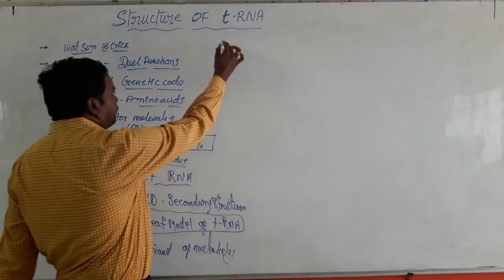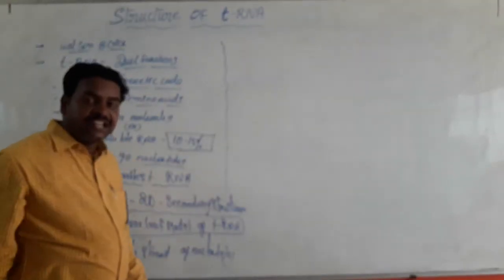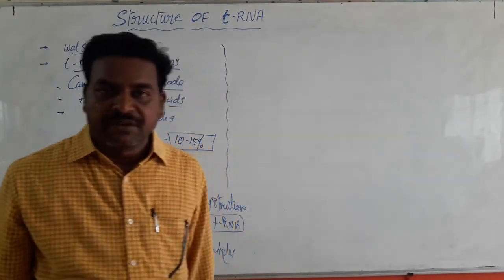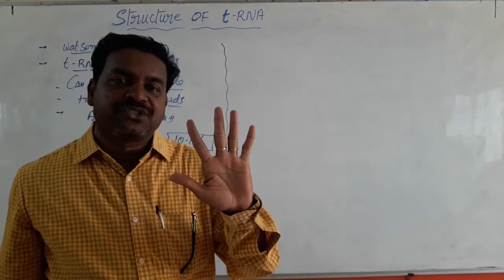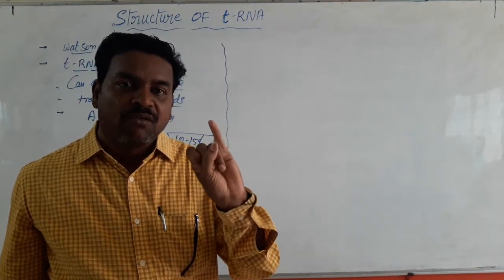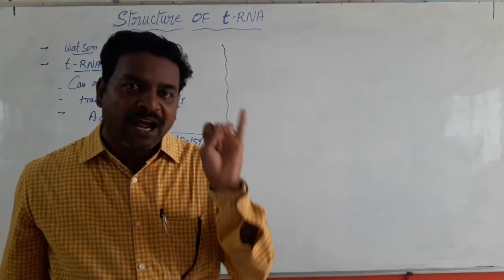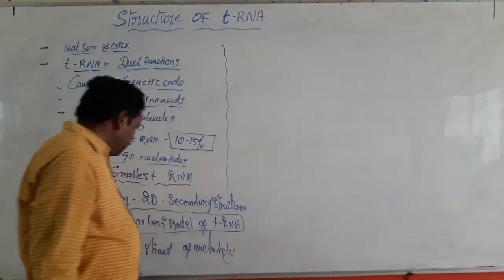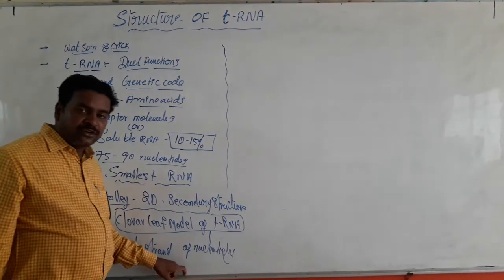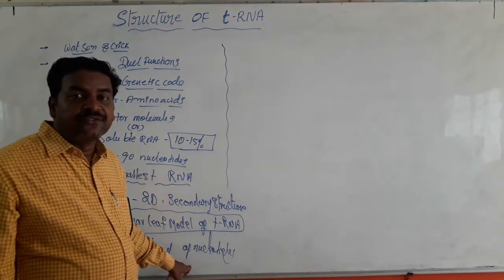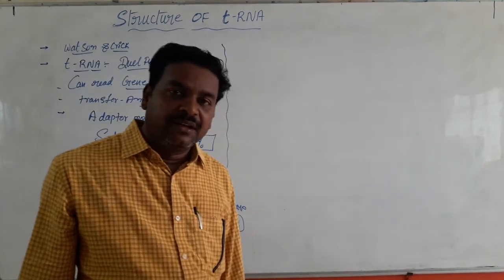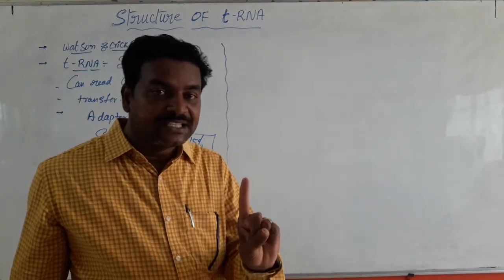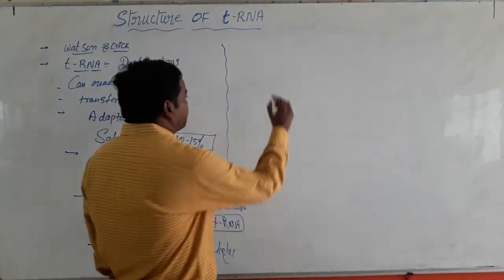Now this single strand of nucleotides enfolds itself, leading to the formation of a total of 5 loops: 3 main loops, 1 accessory loop and 1 tail. So, according to this clover leaf model, there is a single strand of nucleotides. This single strand is enfolded upon itself, leading to the formation of 3 main loops in addition to 1 accessory loop and a tail.